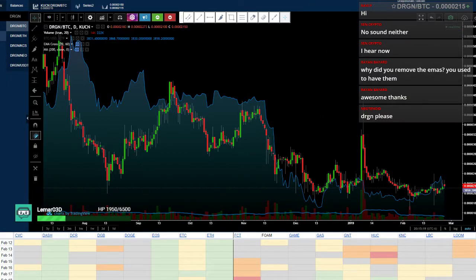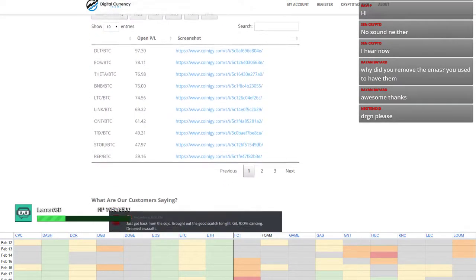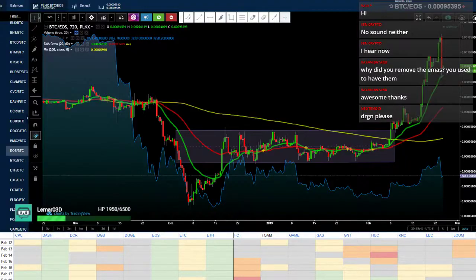And if I go to the crypto signals and alerts package that we have, which is the more detailed version of sort of what we're doing here, but much more detailed. When we go down into these and we're looking at DLT, that's up 97%, EOS is up 78%, Theta, BNB, Litecoin, Link, ONT also, TRX, Storage, Rep. These are all coins that were taking off early.